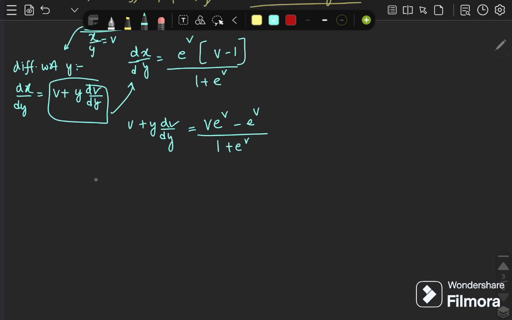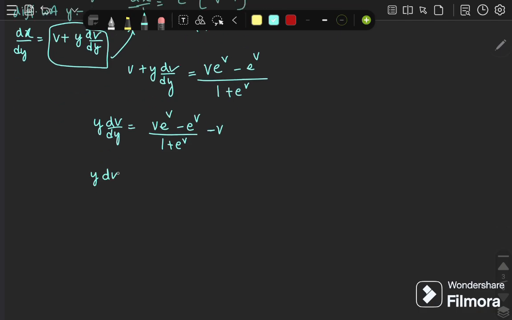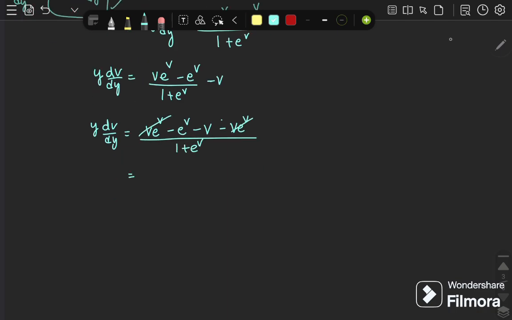Now if I transpose this v to the other side, I'll get y dv/dy is equal to (v e^v - e^v)/(1 + e^v) minus v. So y dv/dy is equal to v e^v - e^v - v, taking the LCM, minus v e^v divided by 1 + e^v. This gets cancelled out. I will be getting minus of (e^v + v) divided by 1 + e^v. Sorry, we have v here. So y dv/dy.